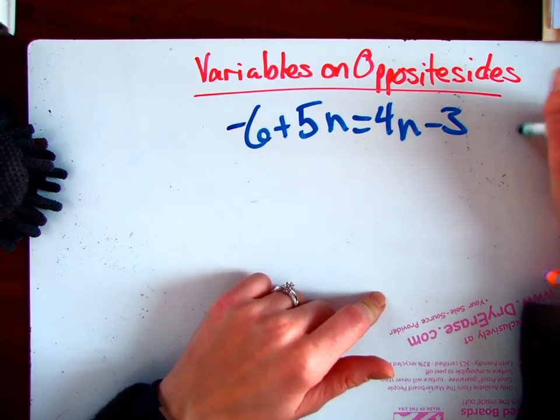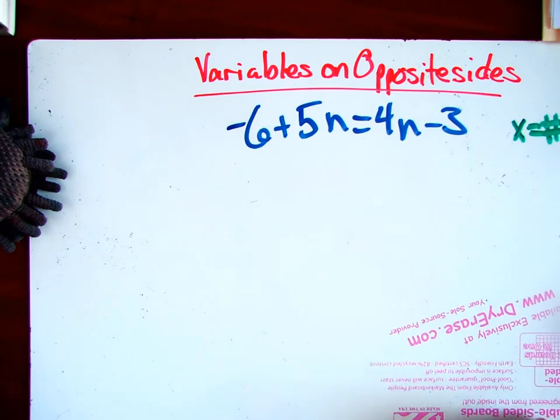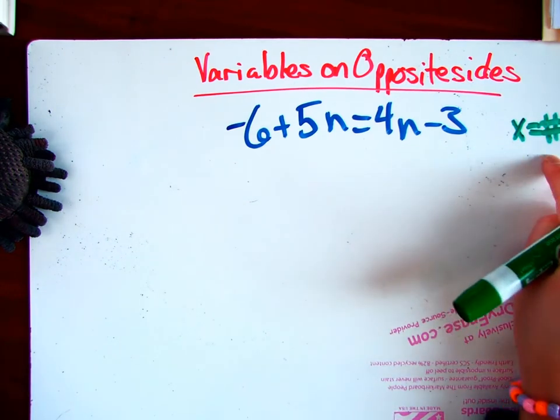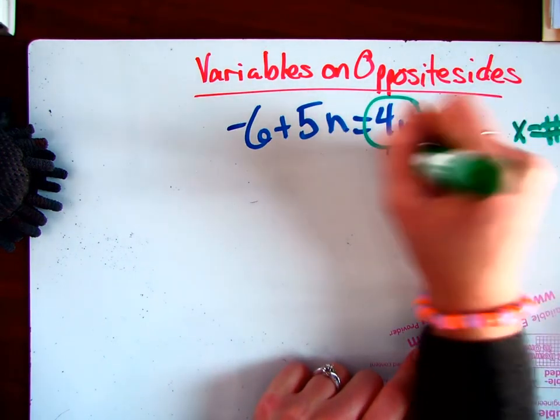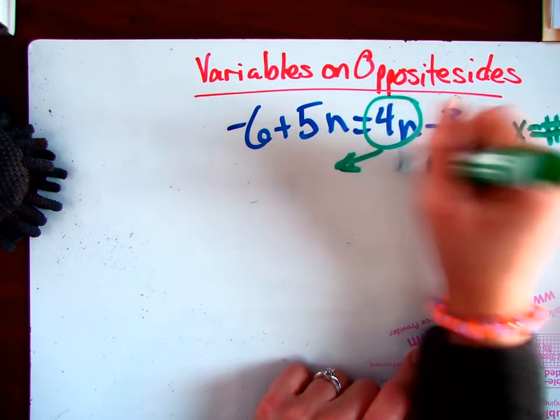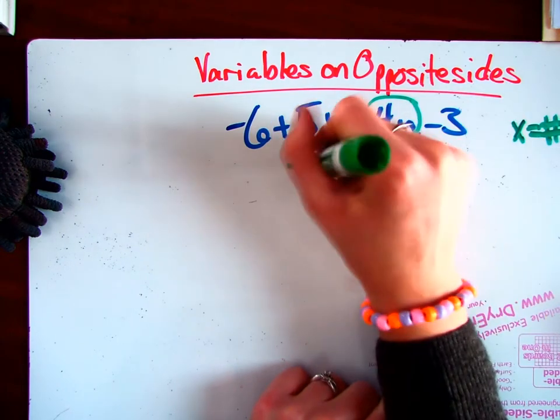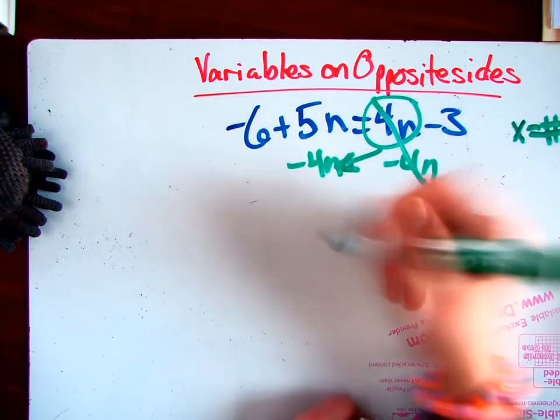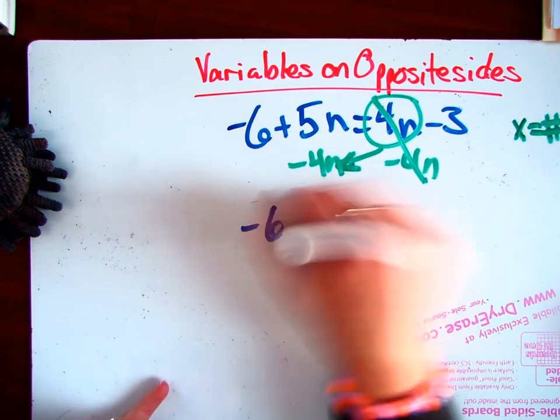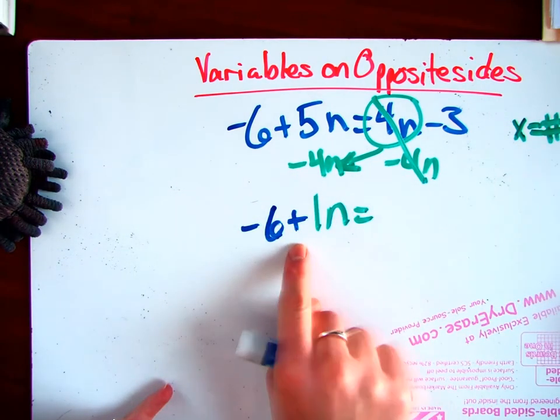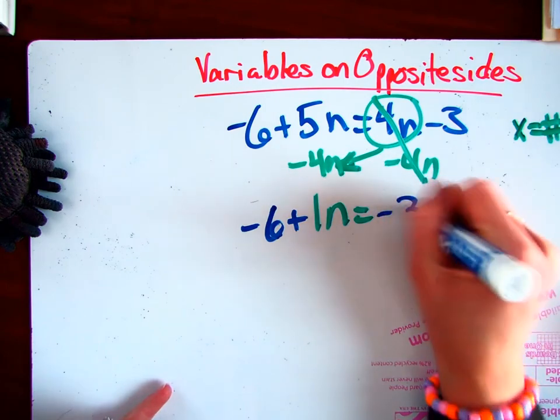So if I'm going to try and make that happen, ending up with letters on one side and numbers on the other, I think I'm going to start by moving the 4n this way. So that means I will subtract 4n from both sides. Those will cross out, and this will be a 1n. Don't forget to bring everything else down. I put a plus sign here because it's a positive one.